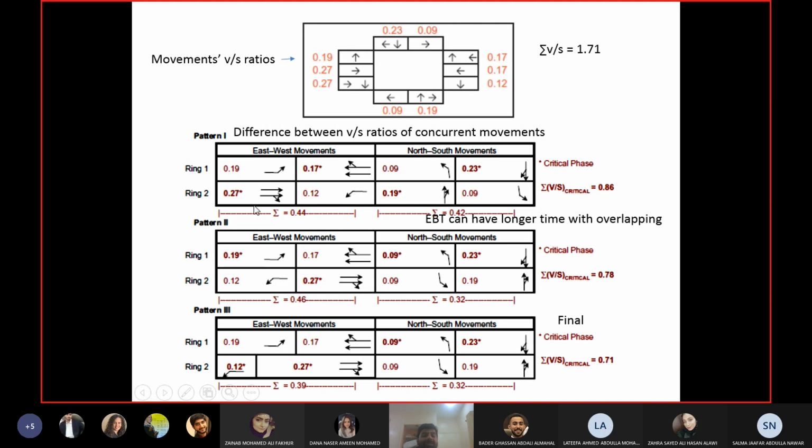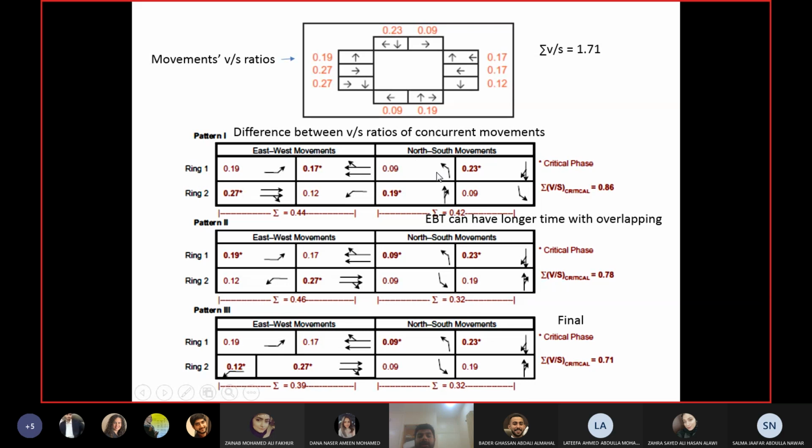So yes, it is possible in this case, because you can merge 0.19 and 0.12 together. They are closer than these two values. And you can merge 0.27 and 0.17 together as well. These straight movements can happen together, and these two left turnings can happen together without any conflict. So rearranging them will not have any conflict.